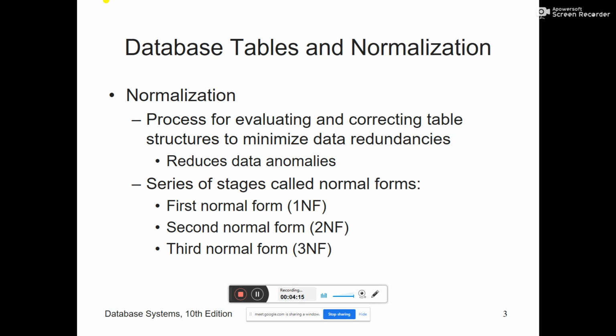As I told you, normalization works through a series of stages. We start with the first stage, then go for the second, then the third. The first stage is called first normal form, the second is second normal form, and the third is third normal form. We can have even higher normal forms, but most business processes require our database to be in third normal form. Third normal form is enough most of the time.